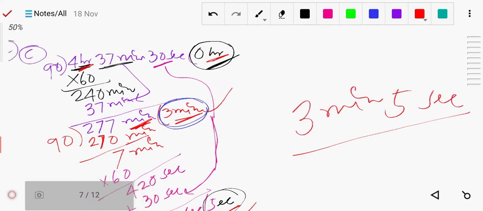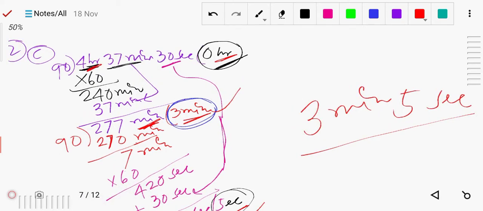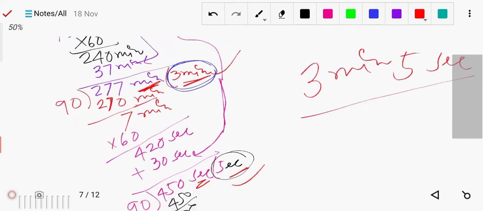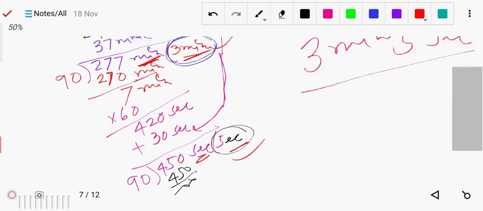Another method is also there. In that method, you have to change the 4 hours into one unit like seconds, change the 37 minutes again into seconds, and the 30 seconds, then add all that and divide by 90. In that method you will also get the same answer, but I think this is the easy one, so just follow this method and try to solve by this method only.